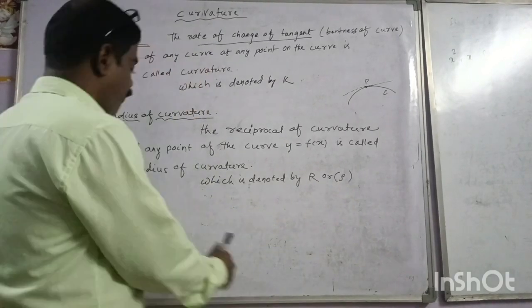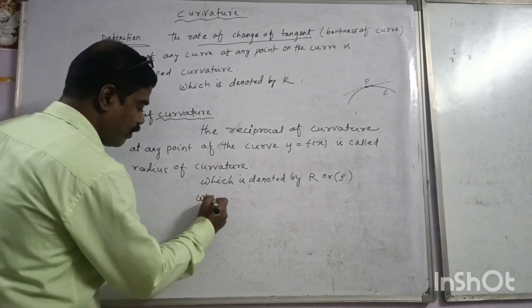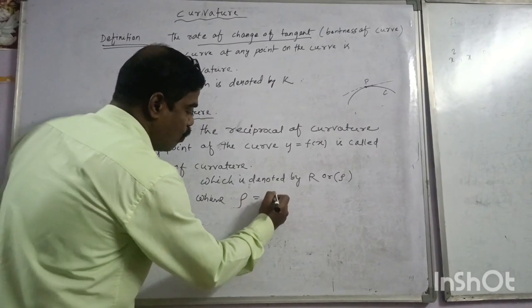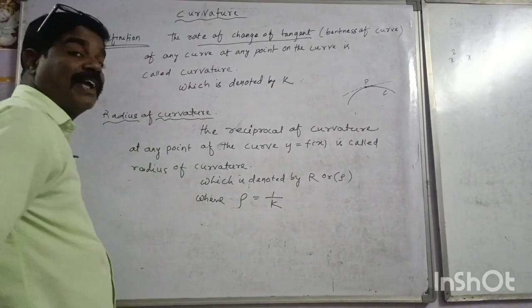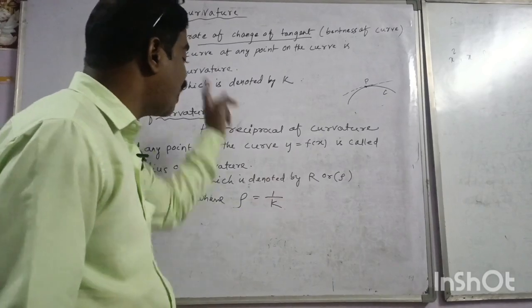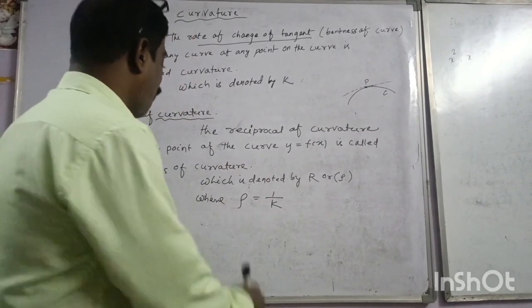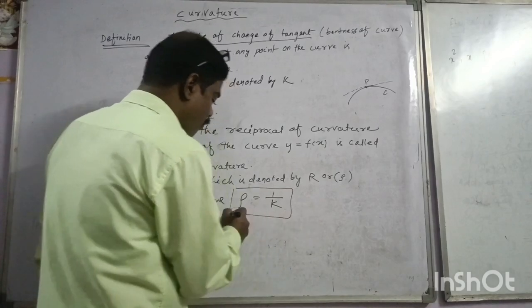Where rho is equal to 1 by k, because it is the reciprocal of the curvature. K is the curvature. Understand? Okay, fine.